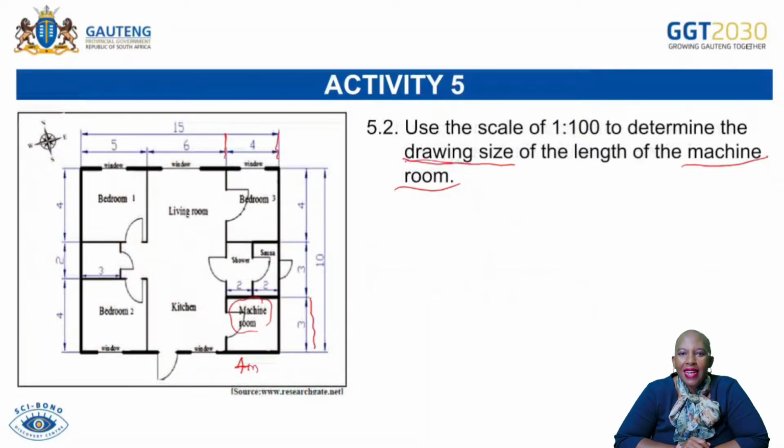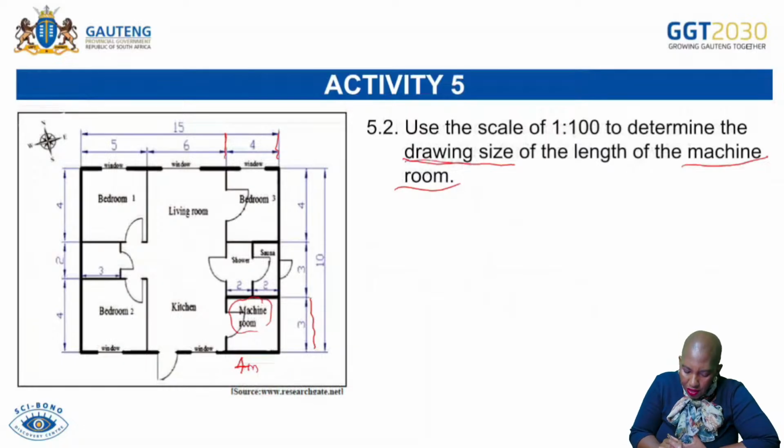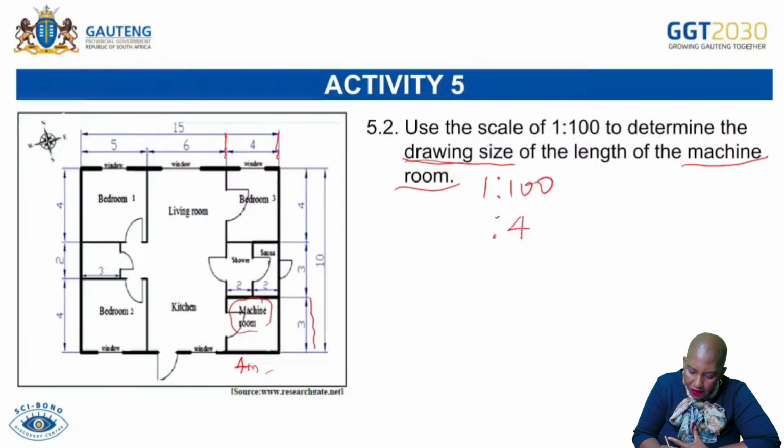Welcome back, boys and girls. I hope you got the answer correct now. I hope you managed to do what you have been doing since the beginning of the lesson, which is application. Now let's quickly go back to the question. What are we given? We are given the actual, and then we have to determine the drawing. The scale is 1:100, and what we have here is 4.